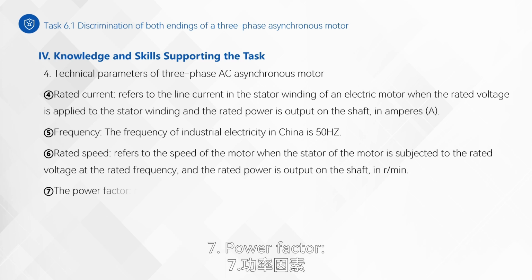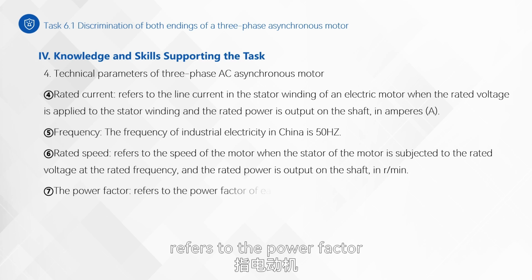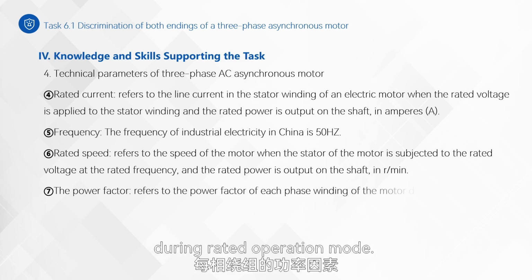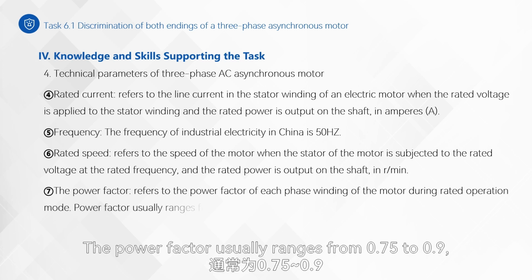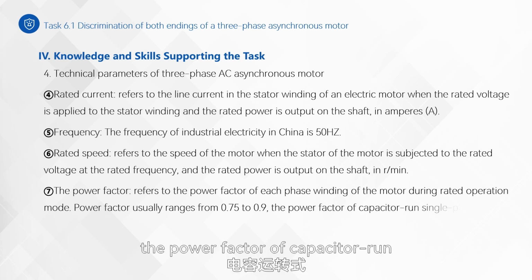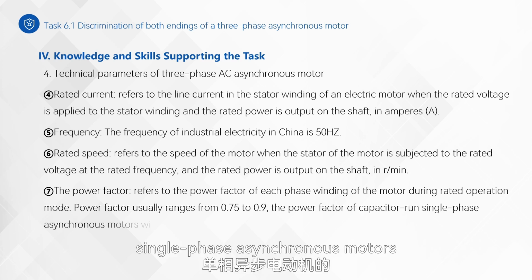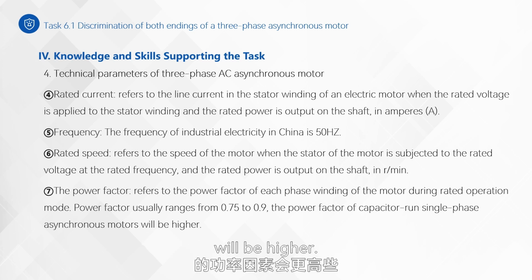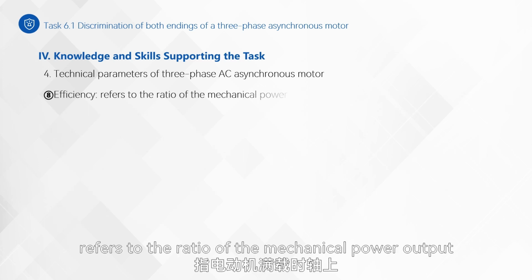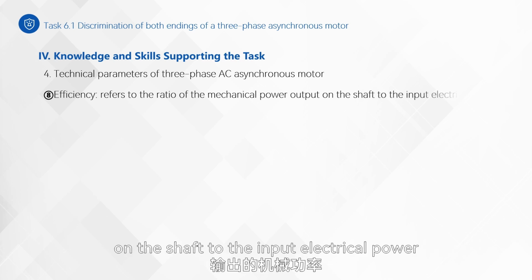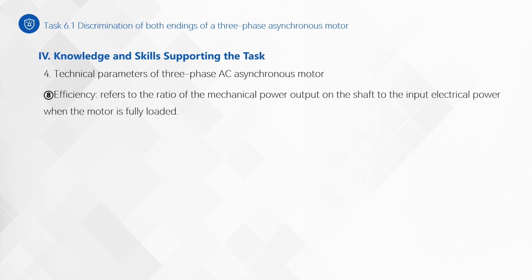7. Power factor refers to the power factor of each phase winding of the motor during rated operation mode. The power factor usually ranges from 0.75 to 0.9. The power factor of capacitor-run single-phase asynchronous motors will be higher. 8. Efficiency refers to the ratio of the mechanical power output on the shaft to the input electrical power when the motor is fully loaded.